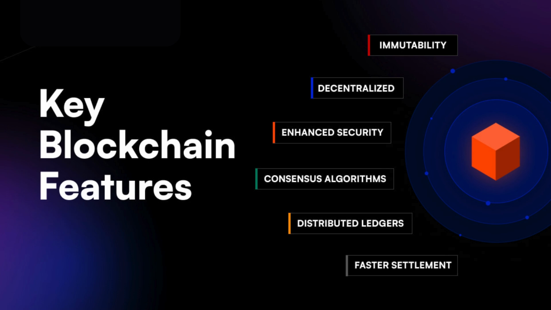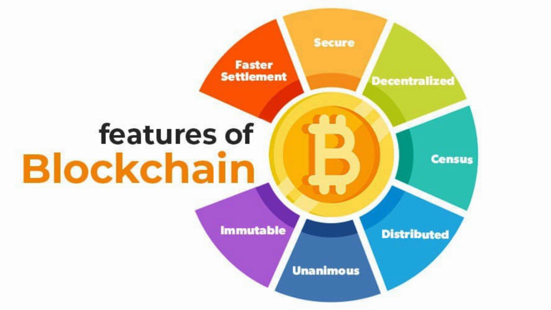So now it is time to discuss the key features of blockchain. At first, blockchain technology is characterized by several key features that distinguish it from traditional data management systems. At its core, blockchain is a decentralized ledger that operates across a network of computers, ensuring no single point of control or failure. This decentralization enhances security and reduces the risk of tampering, as altering any part of the blockchain requires consensus from the majority of the network participants.